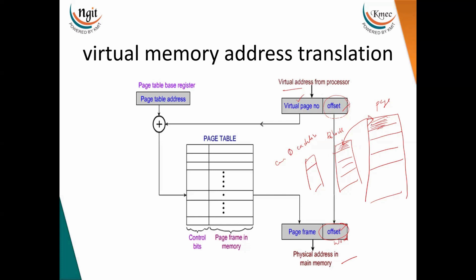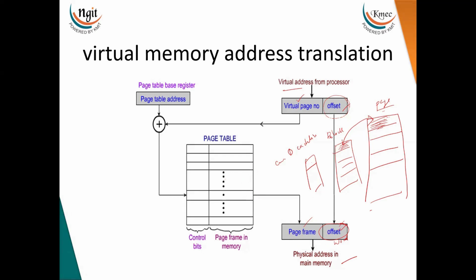And the remaining: how many pages is the complete program divided into? How many number of pages are there? Depending upon that, that many number of bits are there. The physical address is divided into page frame and offset. Here the offset is the same in both. And this virtual page number should be converted into page frame. How can this be converted? If you see, the page table is holding the page frame.